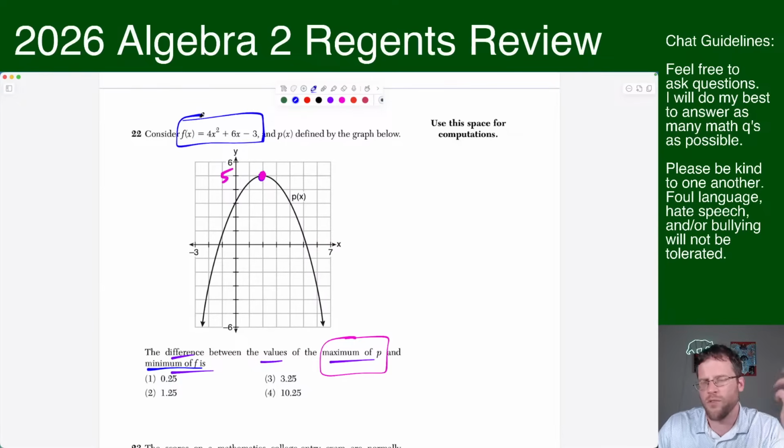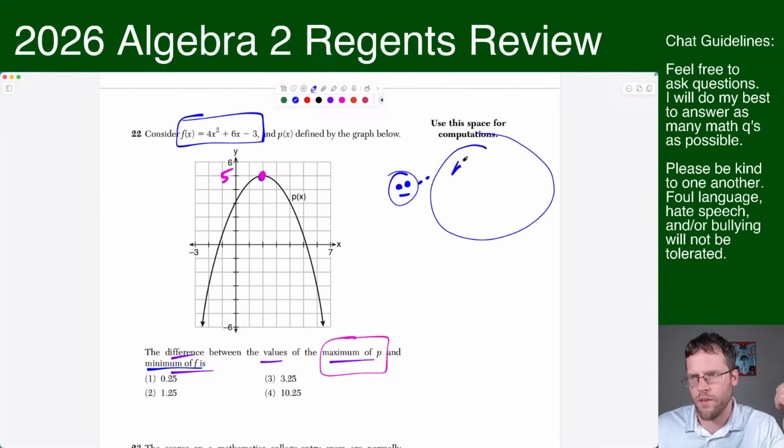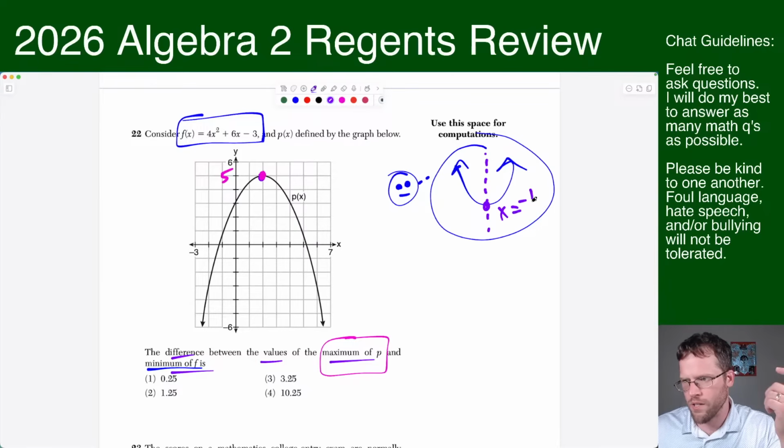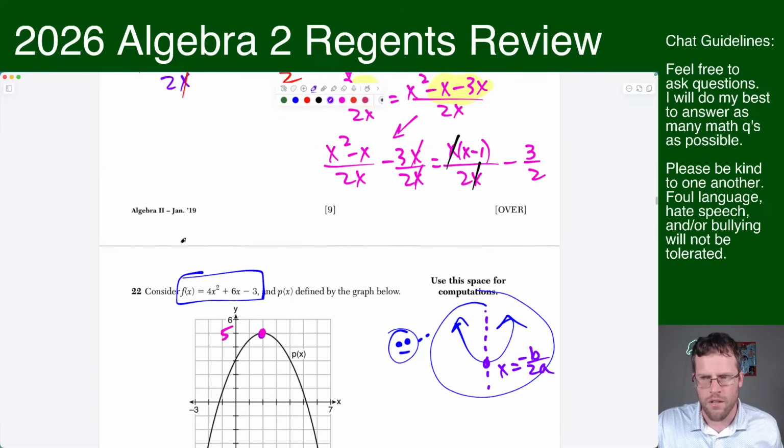For this, there's a few different ways we could do this. The minimum value of a parabola occurs at the axis of symmetry, and that's when x is equal to negative b over 2a. So you could use that formula if you want, or if you have a calculator, you could just trace it, because I think it works out to a not nice number in this case.